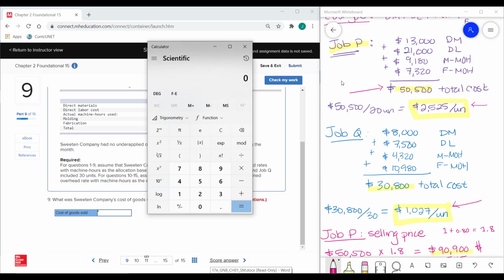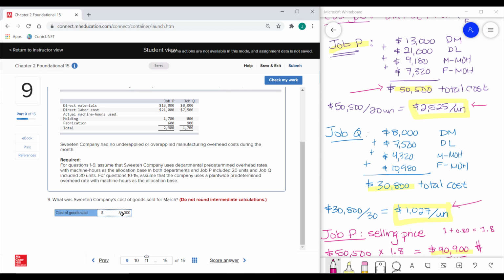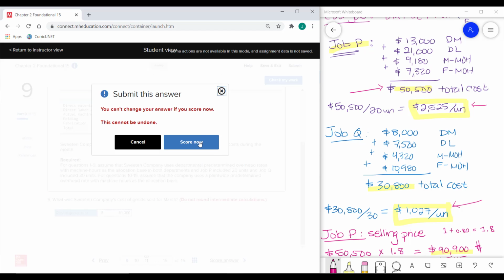So how do we find the cost of goods sold if we know we sold both jobs? Well, we simply look at the cost of both jobs. We know the cost of job P, which is the $50,500, and we know the cost of job Q, $30,800. So if we sold both jobs, the cost of goods sold should just be the cost of the 2 jobs added together. We add the cost of those 2 jobs together, we get $81,300. Score that answer.